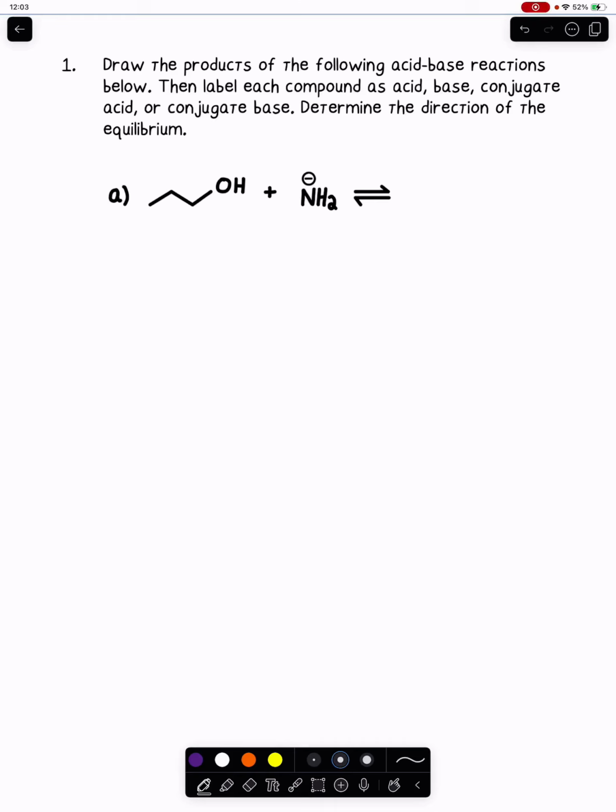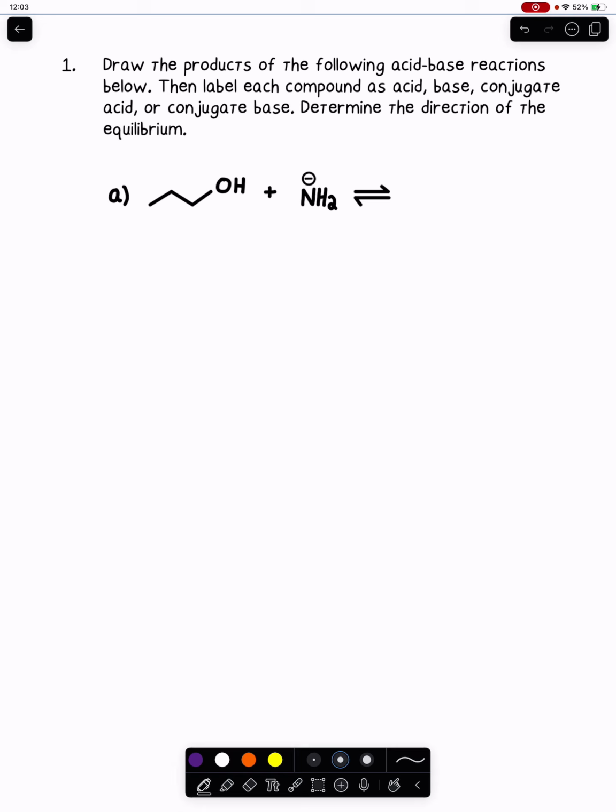Okay, in this question, you're being asked to draw the products of the following acid-base reactions. Then you're going to label each compound as the acid, the base, the conjugate acid, or the conjugate base. And then you're going to determine the direction of the equilibrium.